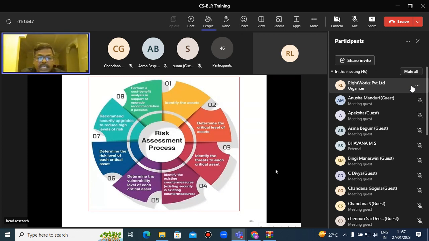Then fifth step, determine the vulnerability level of each critical asset. Then sixth step, determine the risk level of each critical asset. Then seventh step, recommend security upgrades to reduce high levels of risk. Then final eighth step, perform a cost benefit analysis in support of upgrade recommendation if possible. These are the 8 steps we are following in the risk assessment process.